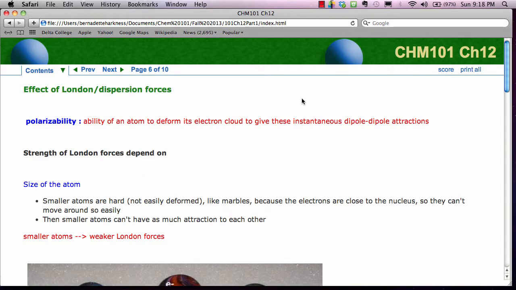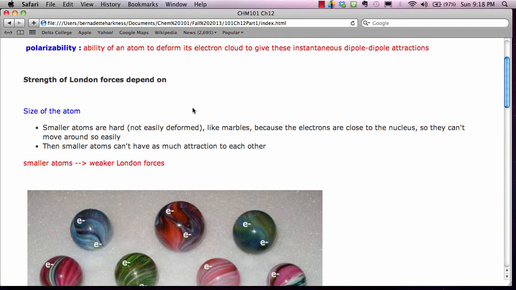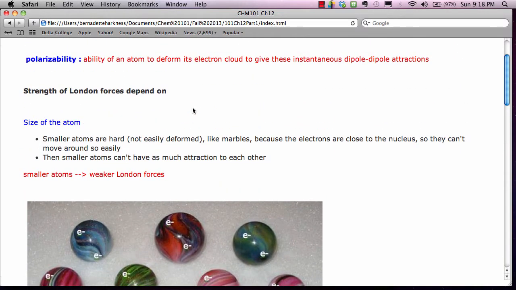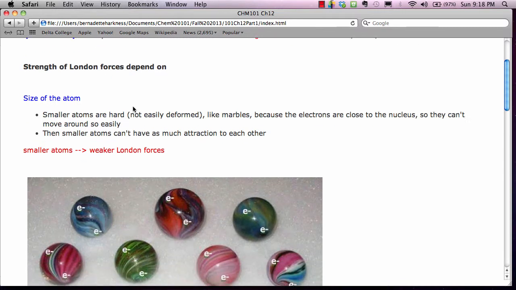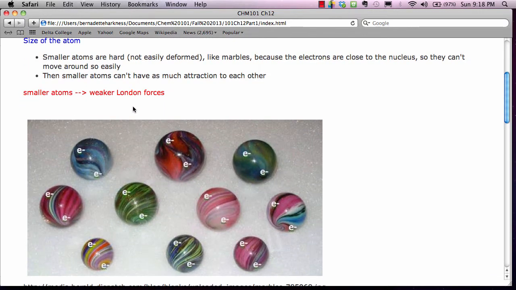So what happens to the molecule that experiences London forces? The ability of a molecule to do that depends on the size of the atom and other factors, and we call that the polarizability: how easily an atom can distort its electron cloud to form these little dipole-dipole attractions. So how does the size of the atom affect the London forces? Well, the smaller the atom, the weaker the forces.